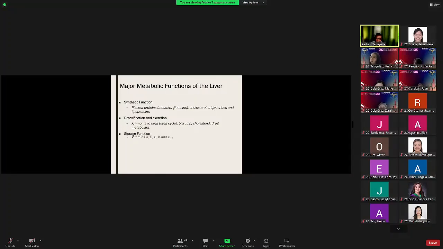Okay, next is the storage function of the liver. It stores vitamins A, D, E, K, and B12, and diseases related to those vitamins, such as deficiency or hypervitaminosis, will be reflected in the liver function tests. And lastly, the production of bile salts that helps in digestion.